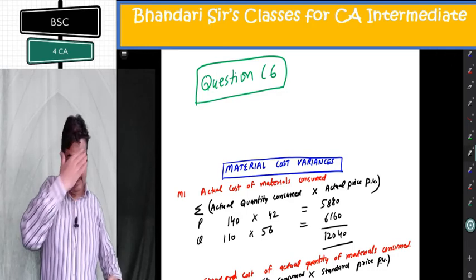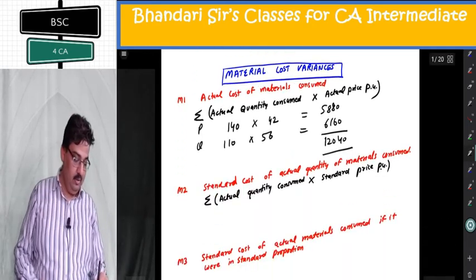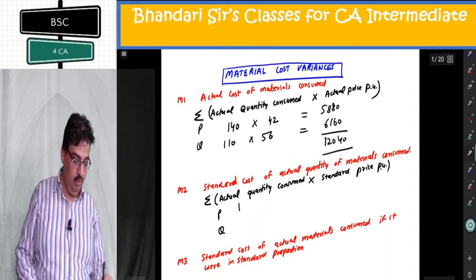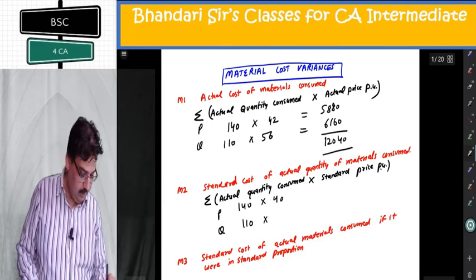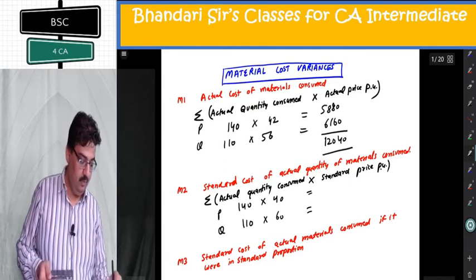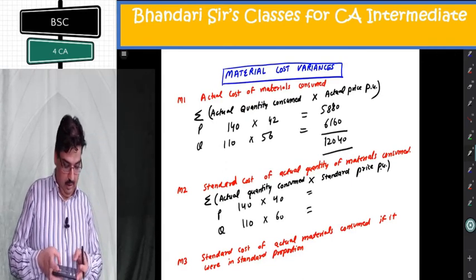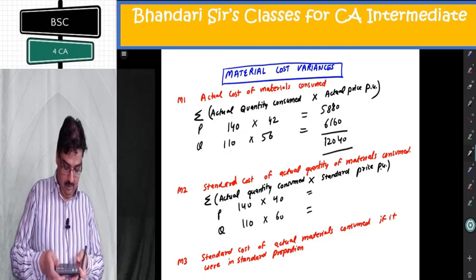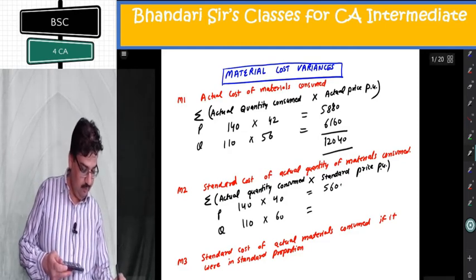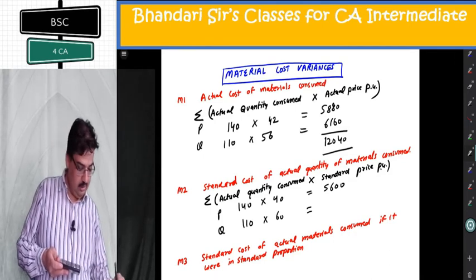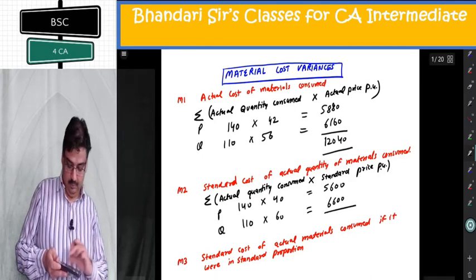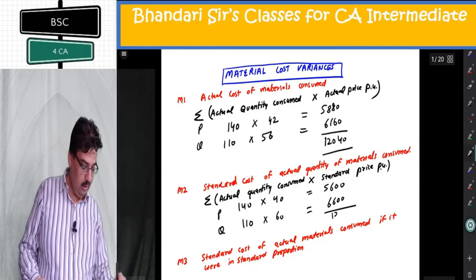When you apply the standard rate on these, you get the second step. P and Q, 140, 110. This is 40 and 60. So 140 into 40, it is 5,600. 110 into 60, this is 6,600. Once you add, you get 12,200.